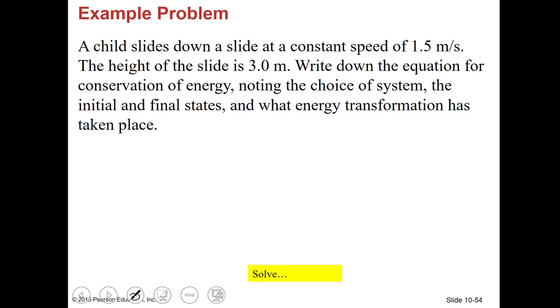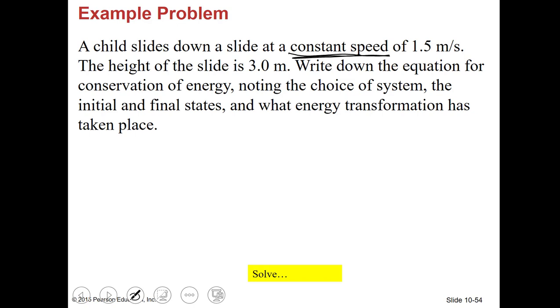Okay, let's do one with actual numbers. A child slides down a slide at a constant speed. Constant speed, be careful what's going on here. We're not gaining any kinetic energy. The height of the slide is 3 meters. Write down the equation for conservation of energy.